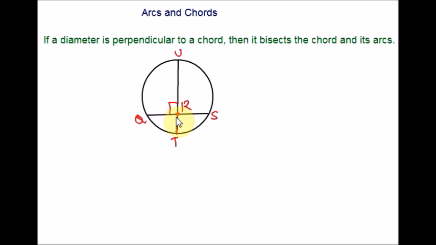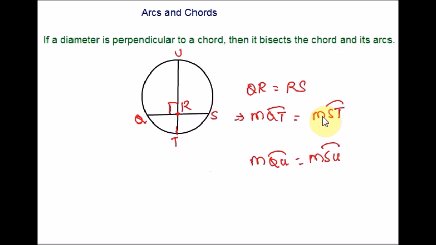It means QR is equal to RS. This theorem says it also bisects its arcs. So the arc for QR is QT and the arc for RS is ST. Does this make sense to you so far? In the same way, there is one more pair. Please look at this. It divides the arcs QU and US, so the arcs will also be bisected. It means the measure of arc QU will be equal to the measure of arc SU. Hope you are clear with this concept.